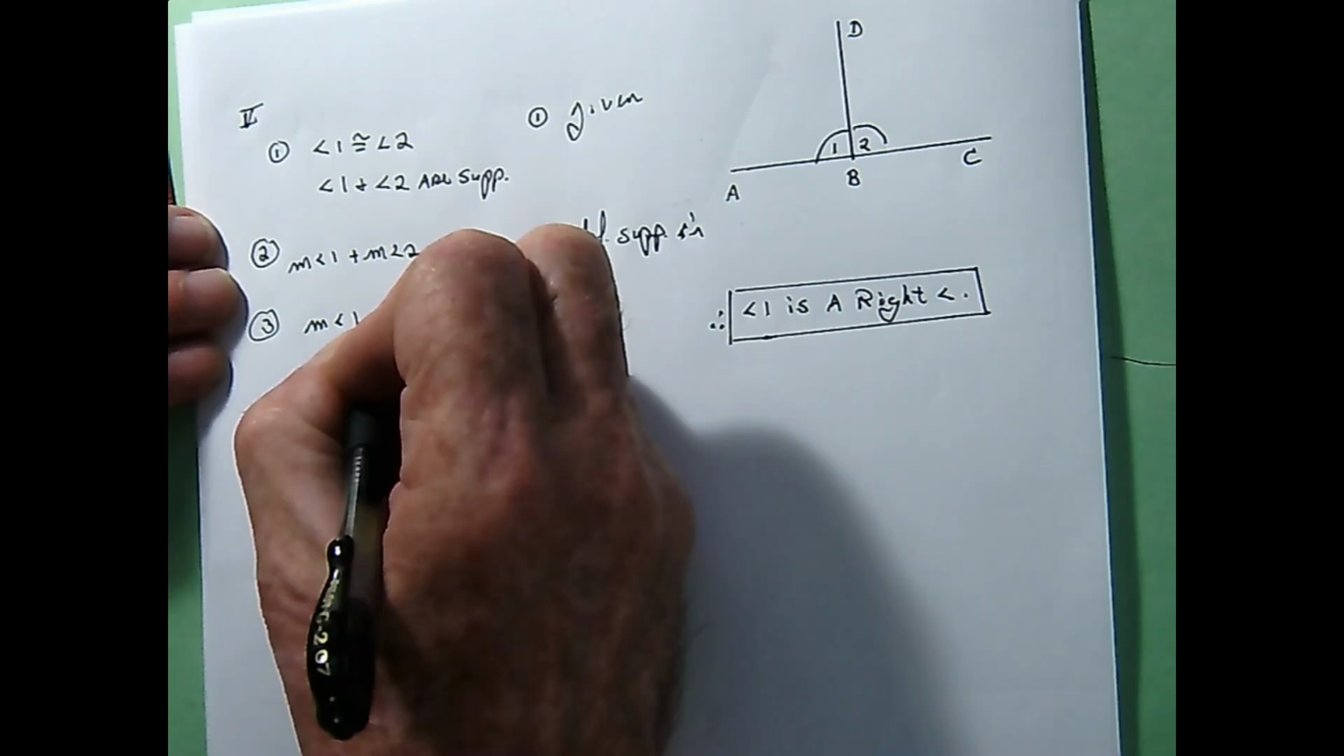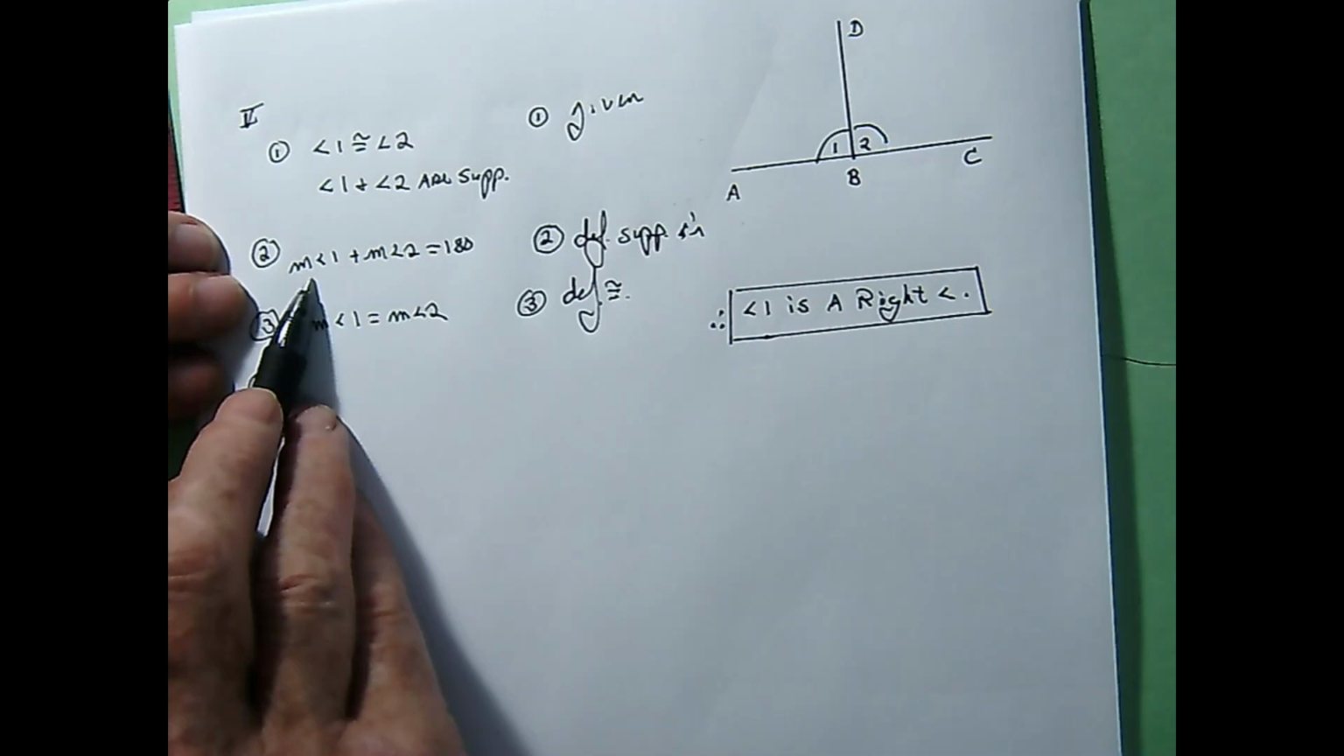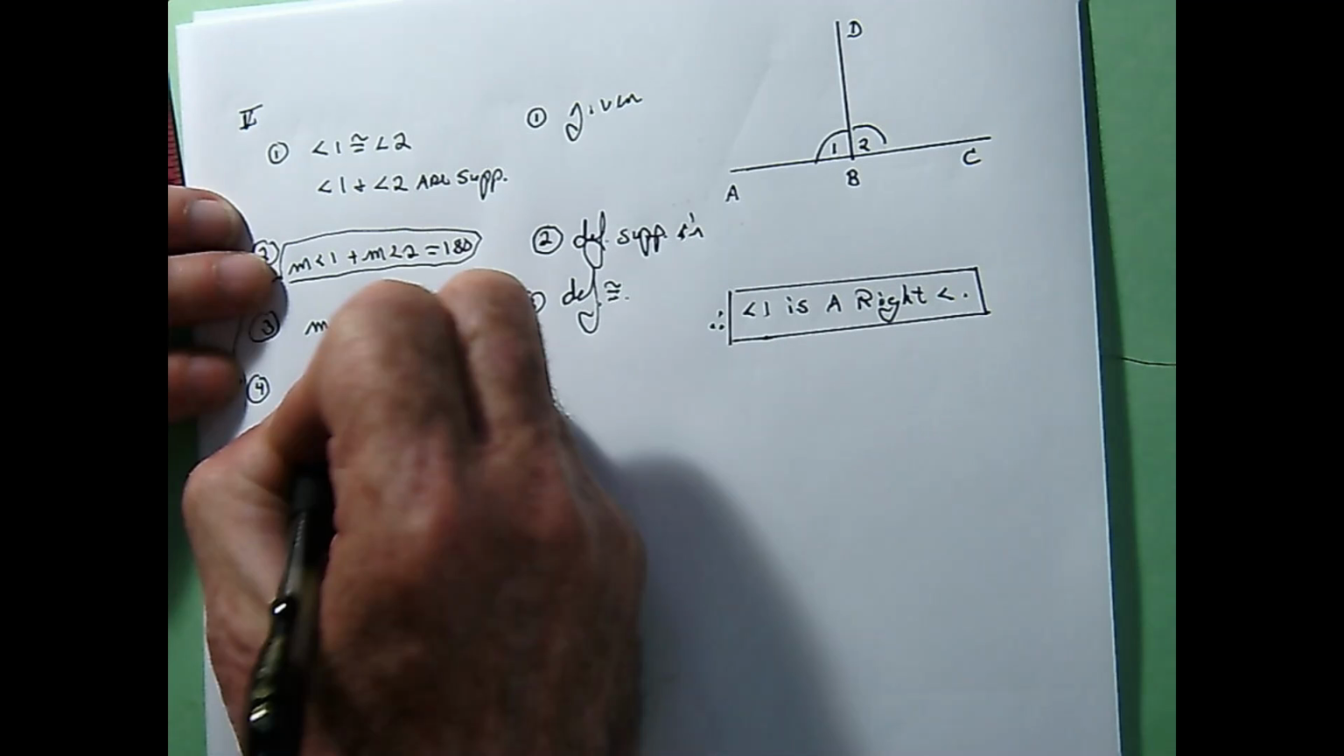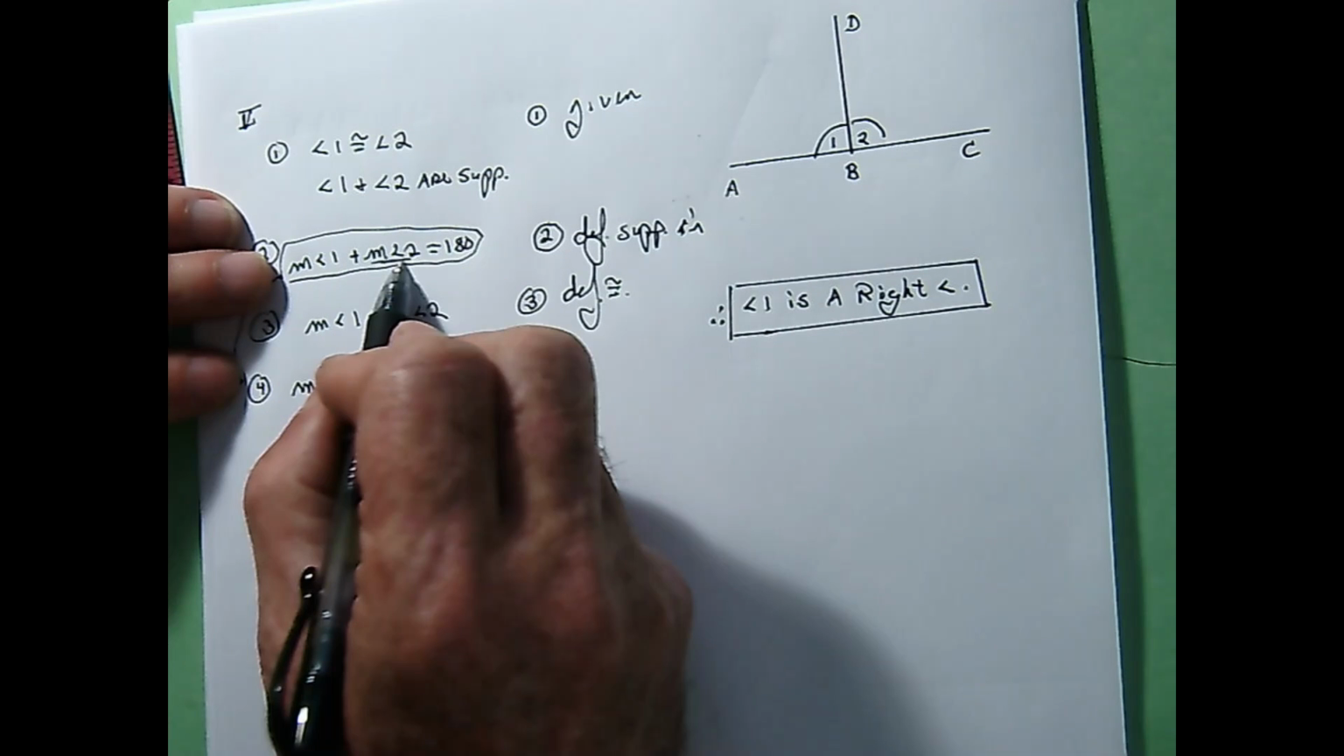Now, could you rewrite statement 2 using information from statement 3? I believe you could. Let's see what happens when we do. I want to keep angle 1, because I want to end up talking about angle 1. The measure of angle 1 plus, hey, what can you put in the place of the measure of angle 2? It must be equal to the measure of angle 1. So the measure of angle 1 plus the measure of angle 1 adds up to 180 degrees.